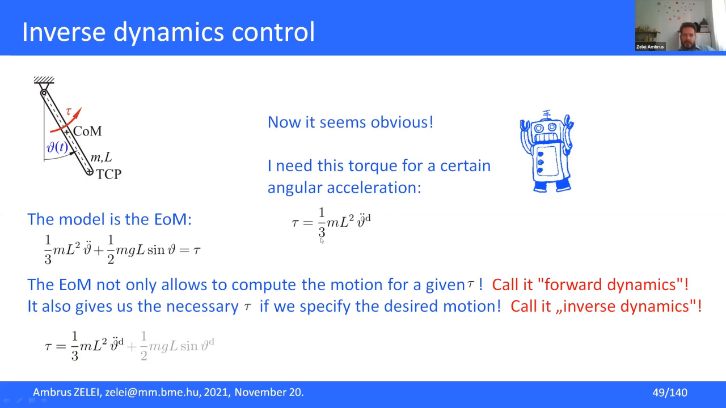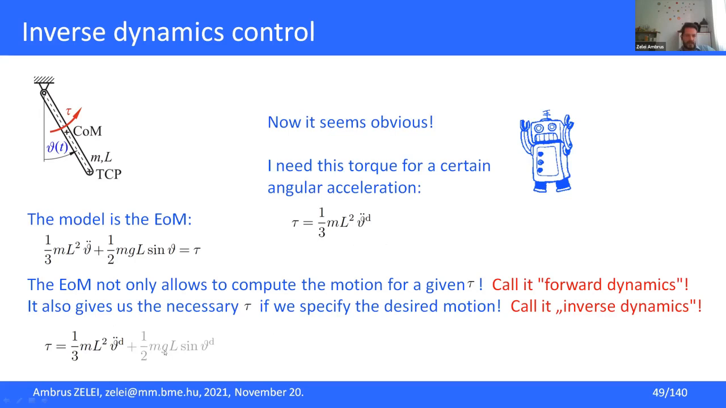For example, I'm thinking about only the angular acceleration which is specified, but let's say that it's in hanging down position, vertical position, then the gravitational term doesn't have any effect. Basically I can calculate the torque which is needed to accelerate the pendulum in a certain magnitude.